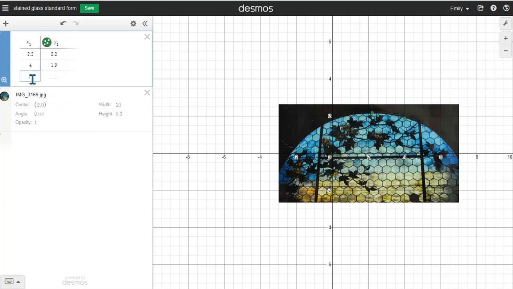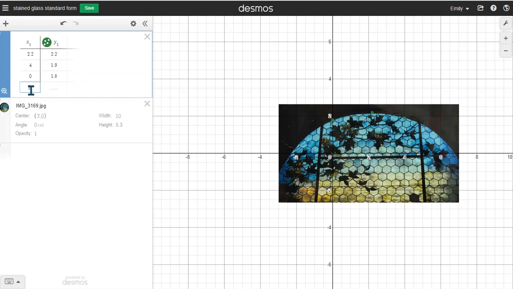Next, I'm going to go to here. Where is it crossing? It looks like it's a little bit below the 2, so I'm going to try 0, 1.5. That one's a little too low. I'm going to try 1.8. All right, I like that one there.